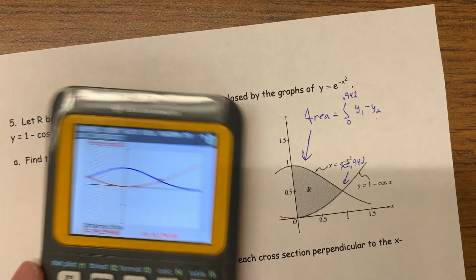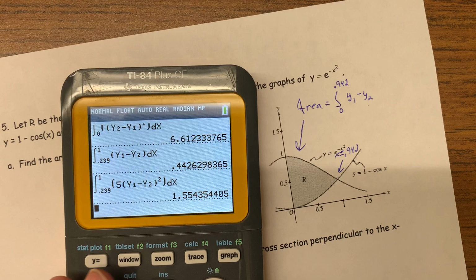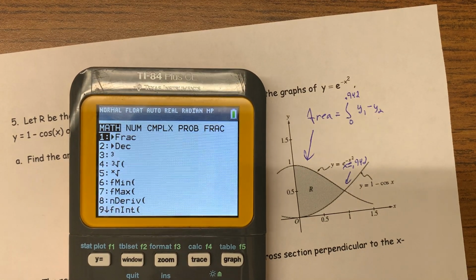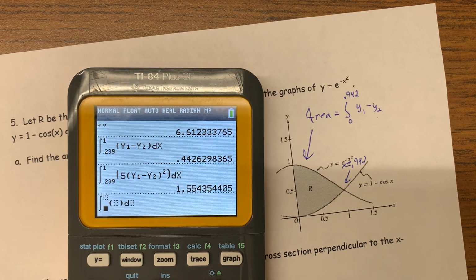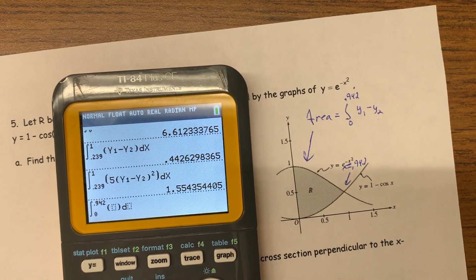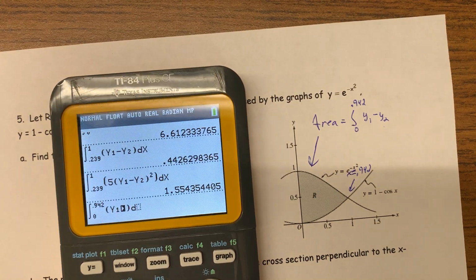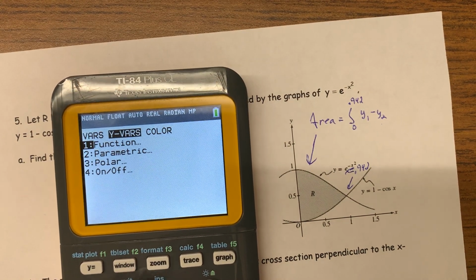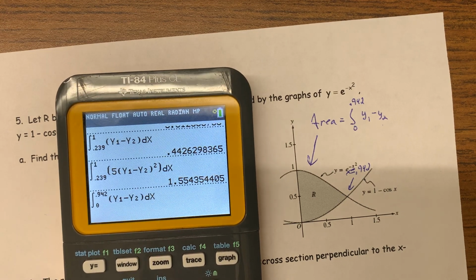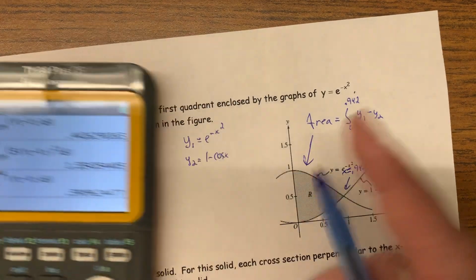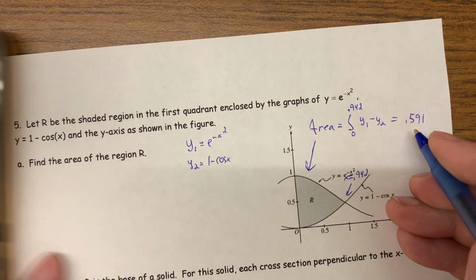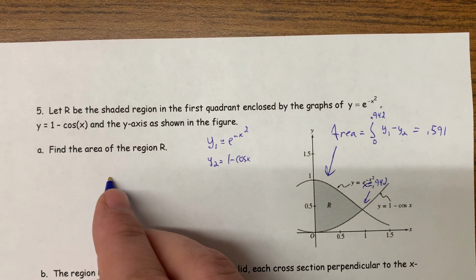I didn't put the integral symbol. Math 9 is how we get to the integral. The integral from 0 to 0.942 of y1 minus y2 dx is 0.591. That's the area.